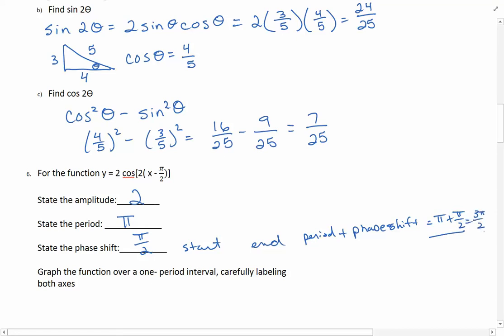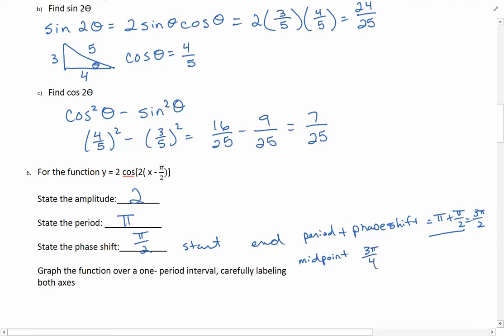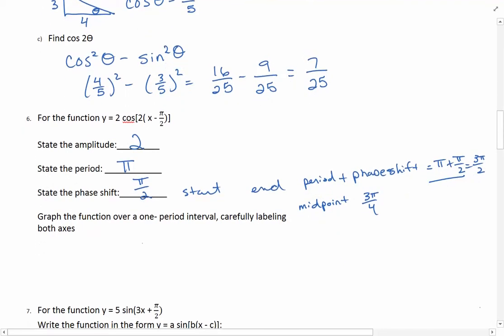And the midpoint would be the start plus the end divided by 2. So this would be 3 pi over 4. So it makes sense to kind of count by quarters here. So 1 quarter, 2 quarters, 3 quarters, 4 quarters, 5 quarters, 6 quarters is 3 pi over 2.